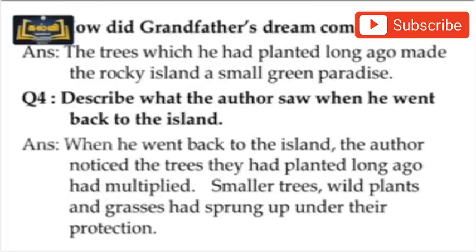Third question, how did grandfather's dream come true? The answer is, the trees which he had planted long ago made the rocky island a small green paradise. Question number 4. Describe what the author saw when he went back to the island. The answer is, when he went back to the island, the author noticed the trees they had planted long ago had multiplied. Smaller trees, wild plants and grasses had sprung up under their protection.